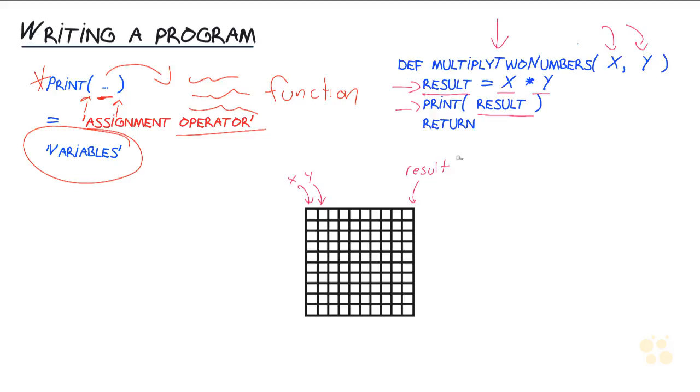So x, y, result, these are variable names. These are the variables that I'm using to store my information. Again, this is a little bit technical. You don't really need to understand this unless you're really getting in deep. So the basic assumption that variables are where you store your values is a good way to think about it.